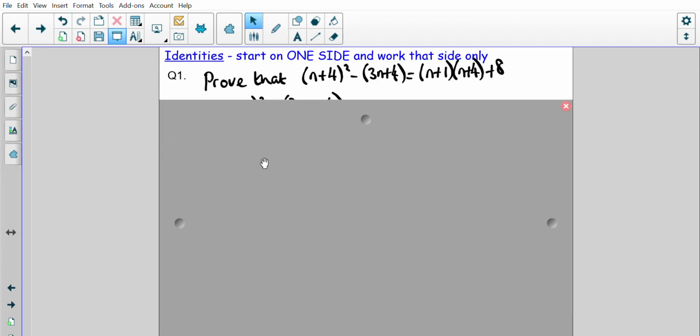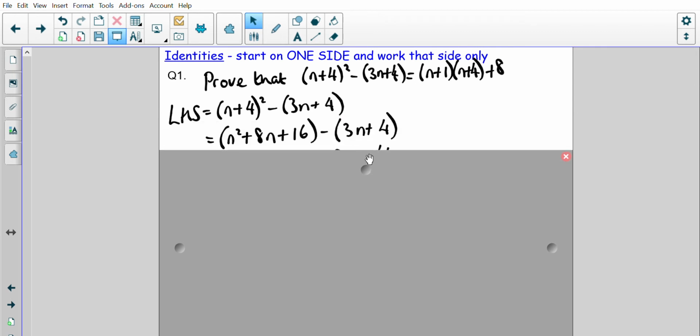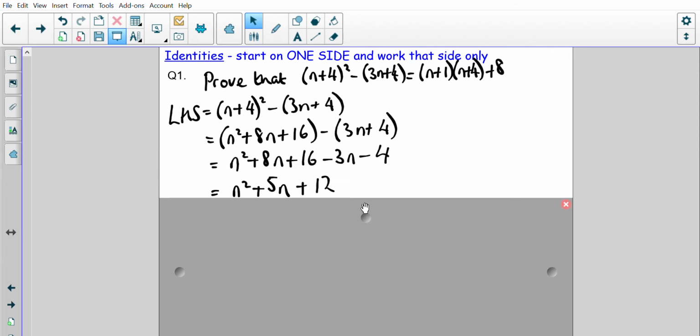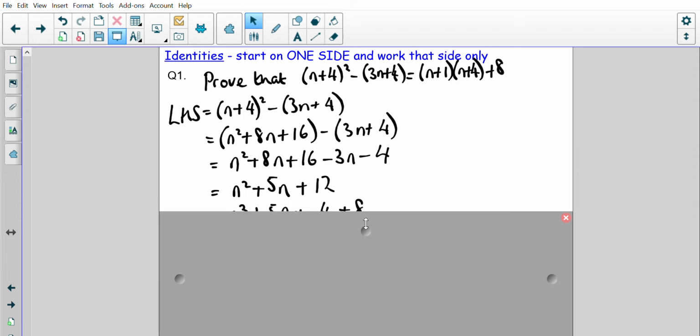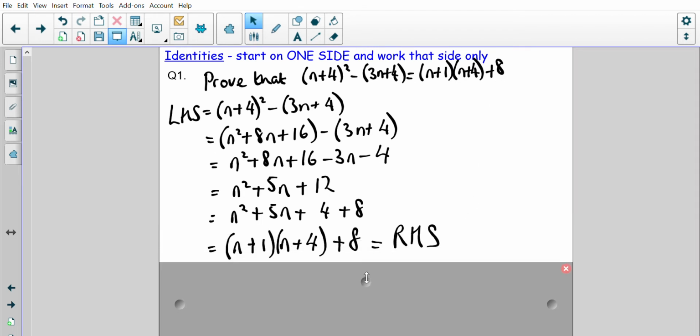So let's just have a quick run through one more of those. So this is an identity proof. Again, we're going to work on one side only. Start on the left-hand side, write it down, expand it, taking care with the minus outside the brackets, simplify it. Now we haven't quite got what it looks like on the right-hand side, so I can see I need that plus 8 on the end. So I'm just going to separate that 12 into plus 4 and plus 8 to give me the plus 8 on the end, and then factorise the n squared plus 5n plus 4 into double brackets, and I get the right-hand side, so I put equals right-hand side at the end.